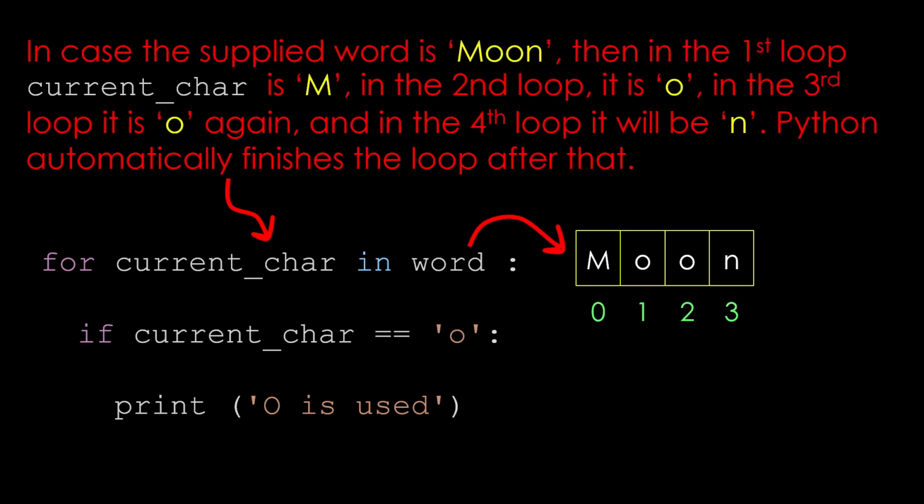In case the supplied word is moon, then in the first loop, current_char is assigned to M. In the second loop, it is O. In the third loop, it is O again. And in the fourth loop, it will be N. Python automatically finishes the loop after that.